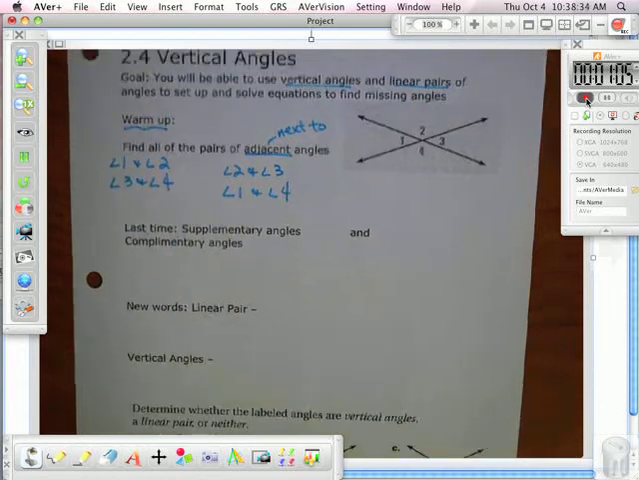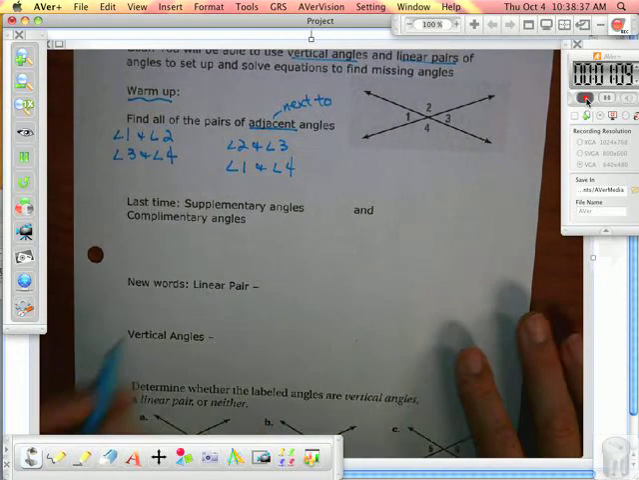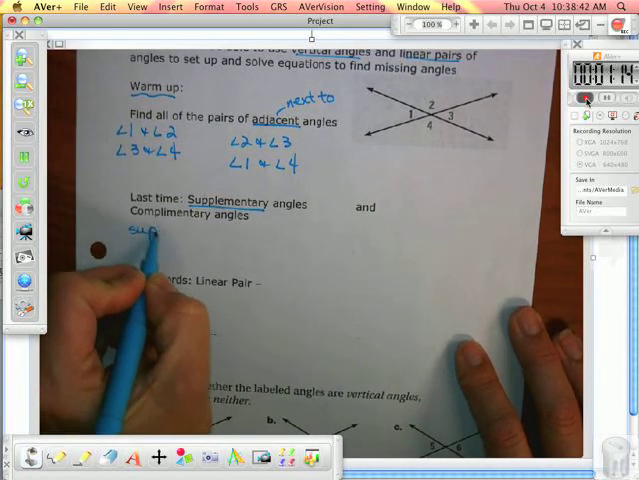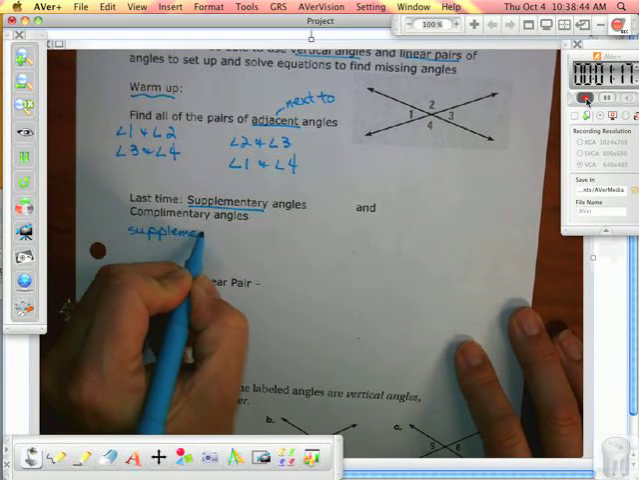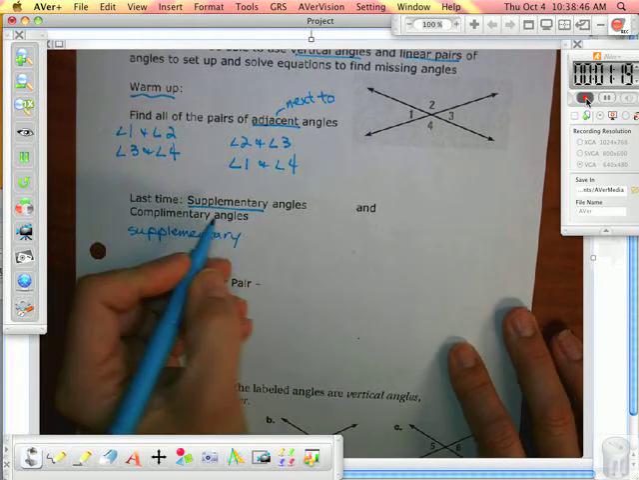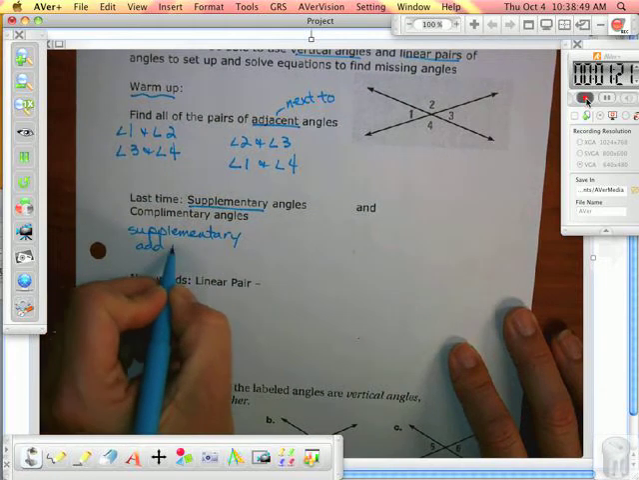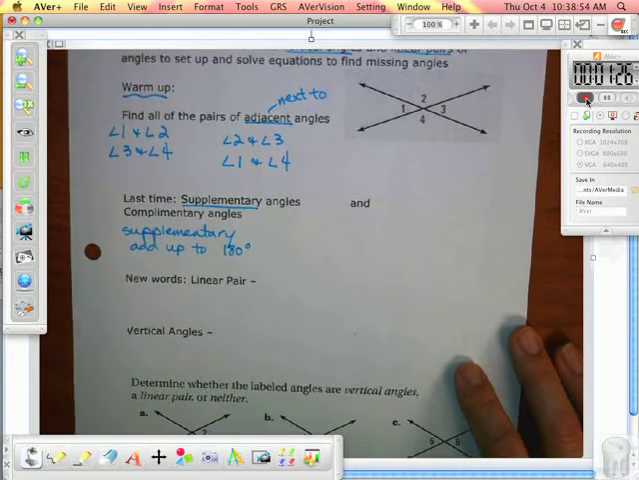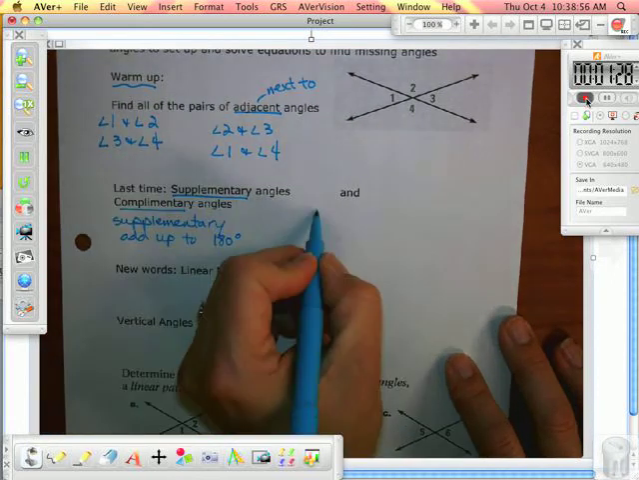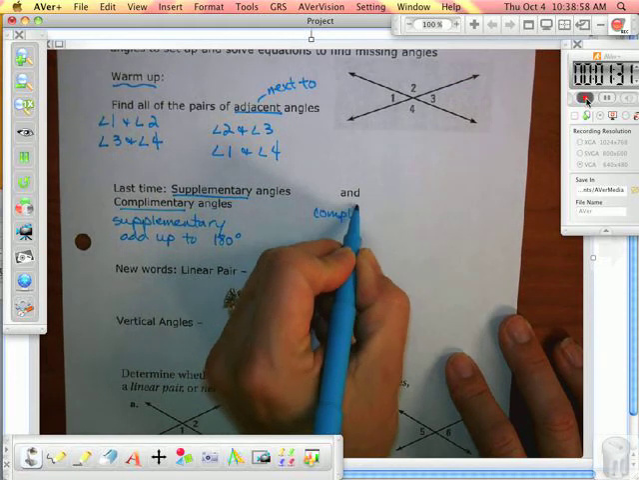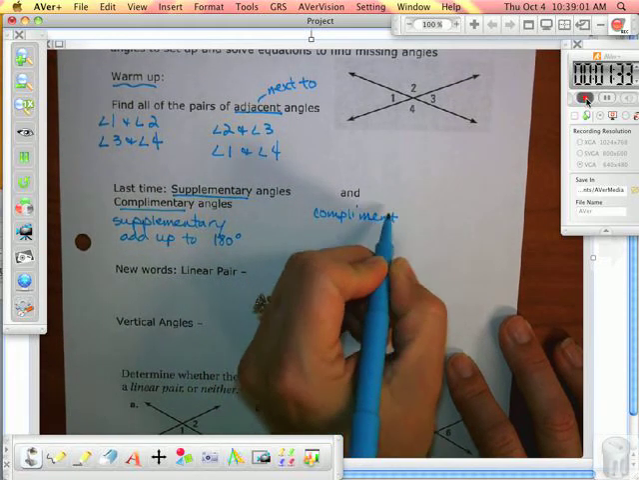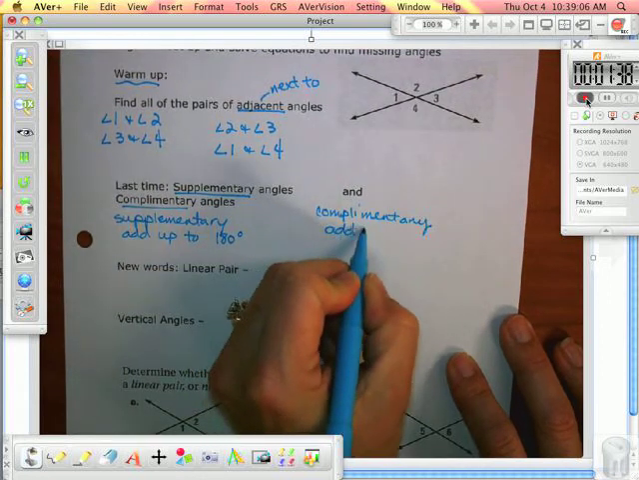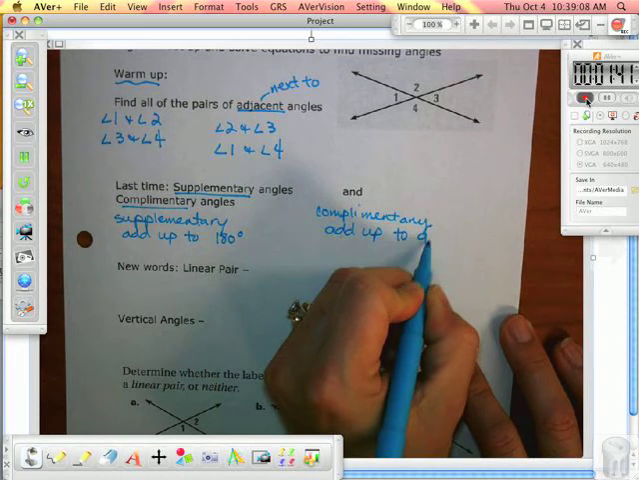So let's talk about supplementary and complementary one more time. Supplementary angles. What do we know about supplementary angles? Supplementary add up to 180 degrees. Complementary. 90. Add up to 90 degrees.